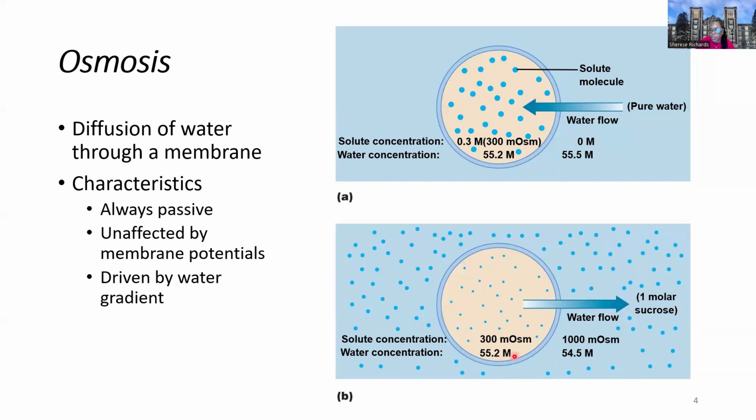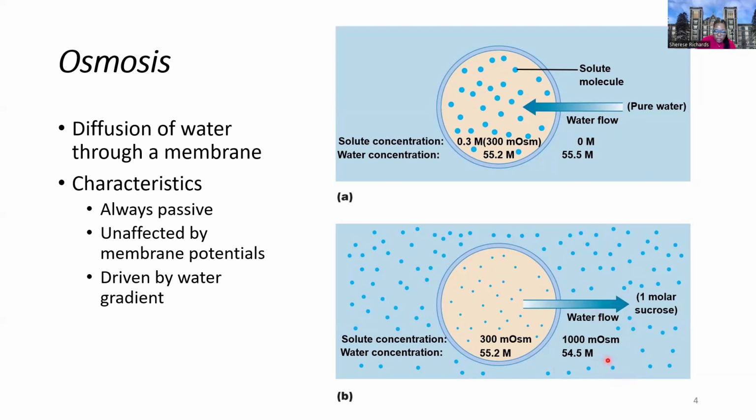55.2 moles of water. So the concentration for water is going to be higher on the inside of the cell and lower on the outside of the cell. So if we think about our gradient here again, water is moving from high concentration of water inside the cell to a low concentration outside the cell. Or if we look at the solute concentration, water is moving from a low solute concentration, our osmolarity here is 300 milliosmoles, to a high solute concentration, our osmolarity outside the cell being much higher.